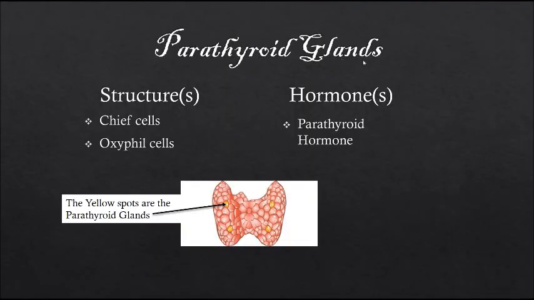The parathyroid glands have two important structures that you need to know. The chief cells, which secrete parathyroid hormone, and the oxyphil cells, which their function is unknown. Their most important hormone is the parathyroid hormone.